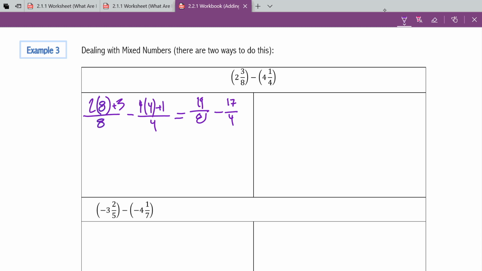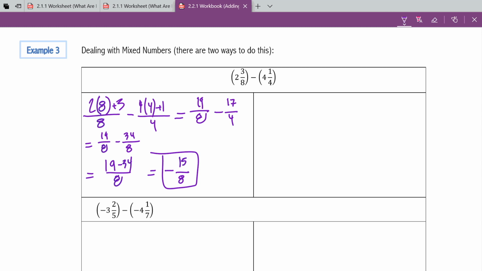Once they're in an improper fraction, then we can deal with the denominator issue. You'll see that the second fraction needs to be bumped up to a common denominator out of 8. So this is going to become 19/8 minus, well, 2 times 17 is 34 over 8. And when you do the math, we're going to get what? Negative 15 over 8.